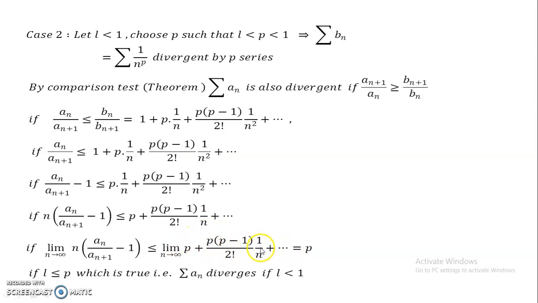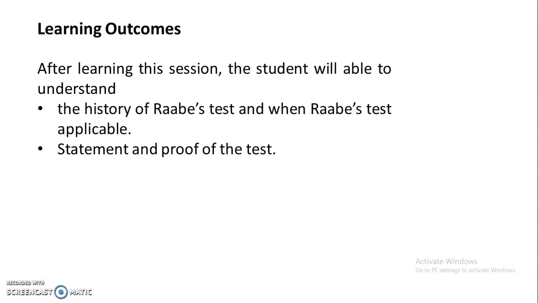After the first terms, these terms are ignored because they become 0, since all the terms after the first term contain 1/n terms and powers of n. That's why it becomes 0, only P. When we compare with this here, this becomes L there. So L, if L is less than or equal to P, which is true, then the summation a_n series diverges if L is less than 1. This is the proof of Raabe's ratio test.